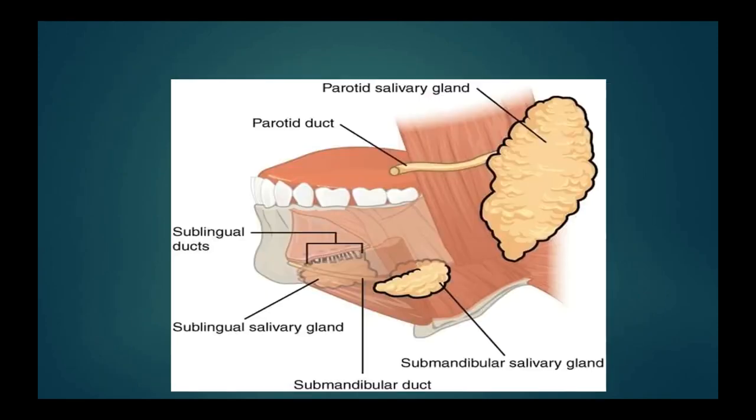This picture shows the three major salivary glands: the parotid salivary gland, the submandibular salivary gland, and the sublingual salivary gland. In the picture you can see the parotid gland present in the parotid region, and you can clearly see the parotid duct also.